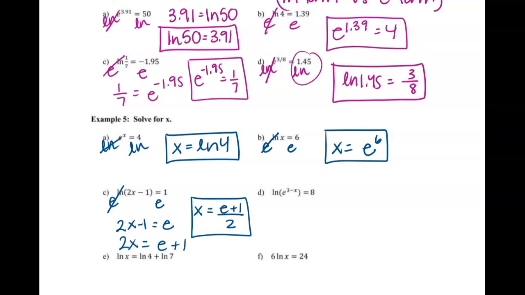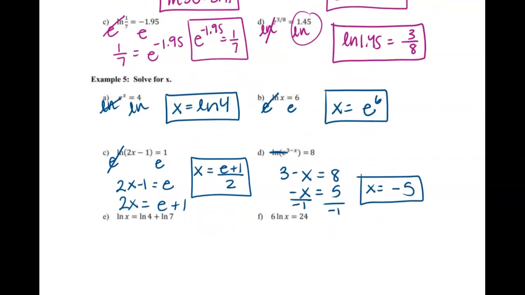Part D, you could e both sides, exponentiate both sides, but honestly, natural log of e is just 1. There's parentheses there, but still works. So they can just cancel. So we end up with 3 minus x equals 8. If you subtract 3 from both sides, negative x equals 5. Divide by negative 1. So x equals negative 5.